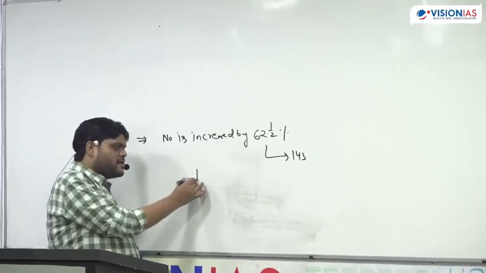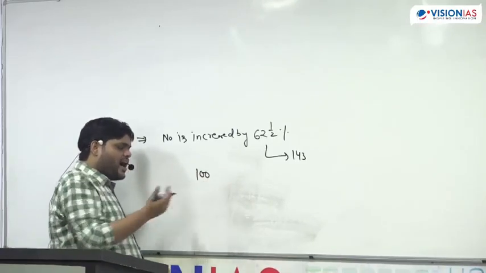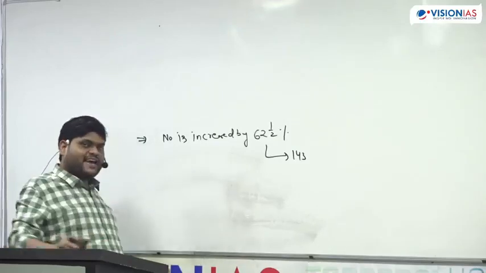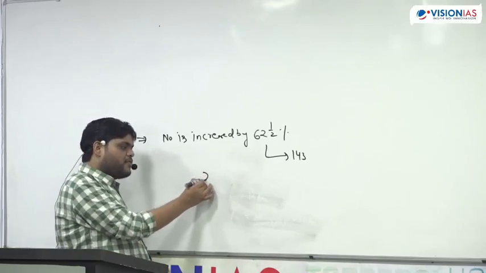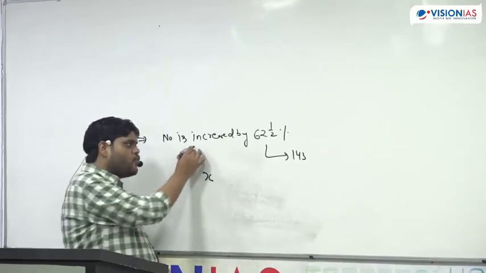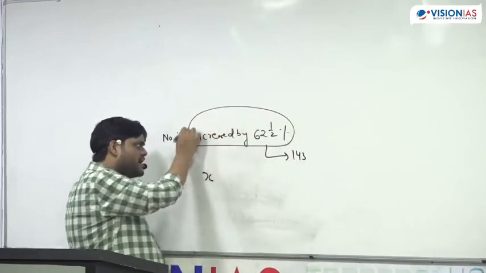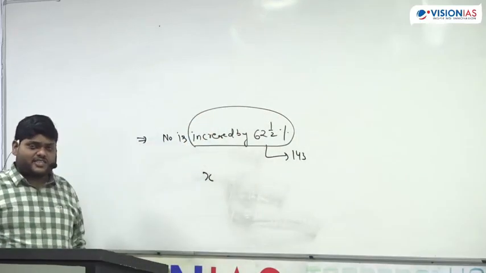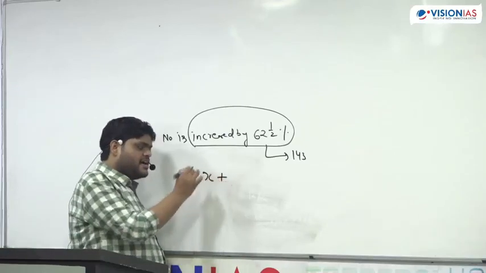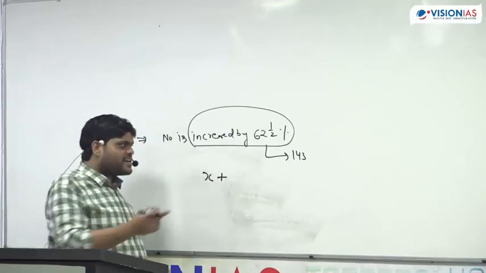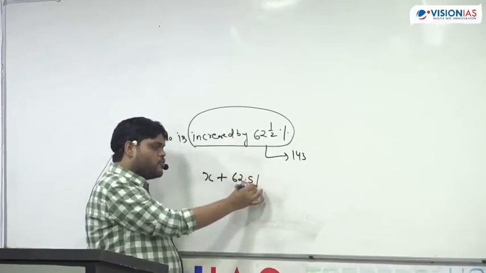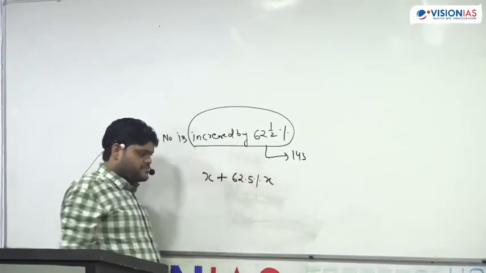Now how to solve it with the knowledge we have till now? Either we can assume x. So suppose the number was x. It is increased by 62 1/2%. So increase means addition. How much increment? 62 1/2%, or 62.5% of x.